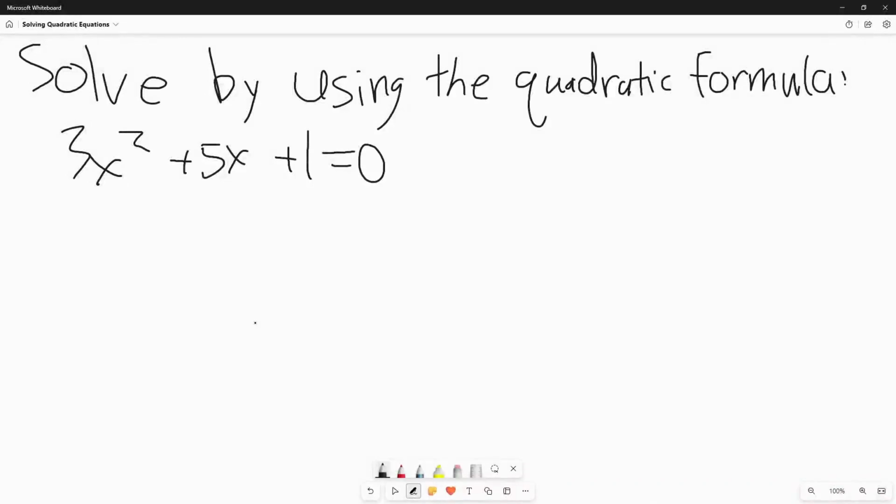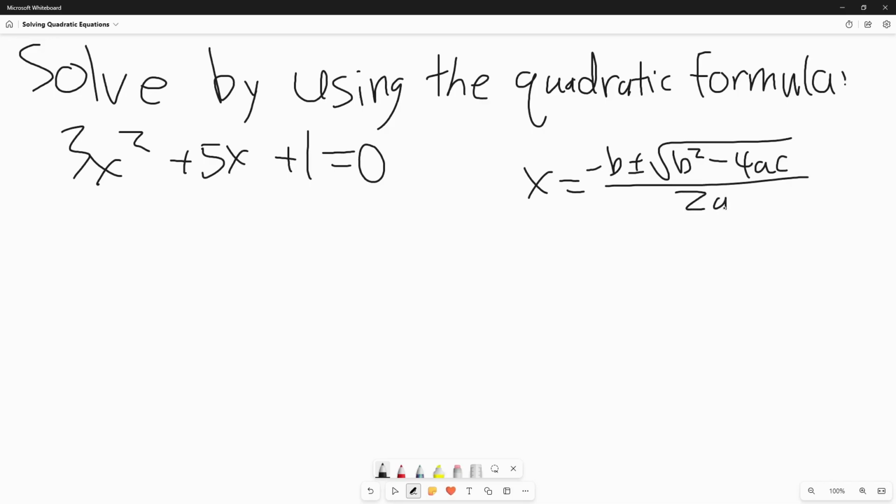Now, let's do another practice problem. If you think you can do this one by yourself, then pause the video and try it. But what this question is asking is to solve this quadratic equation by using the quadratic formula. If you forgot what the quadratic formula is, it is x equals negative b plus or minus the square root of b squared minus 4ac, over 2a.